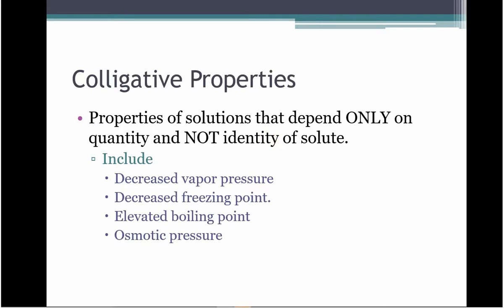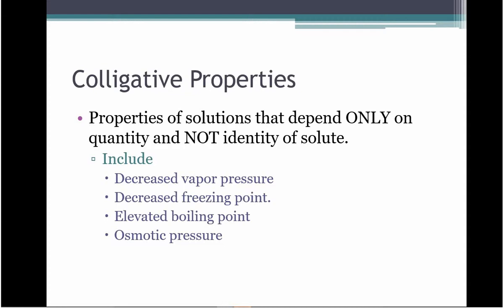Okay, so this is part two of solutions and colloids. Here we're going to be talking about the specific colligative properties of solutions and relating this to what you're going to be doing in lab. Now, in terms of colligative properties, these are properties that depend only on how many particles are present and not what they are.